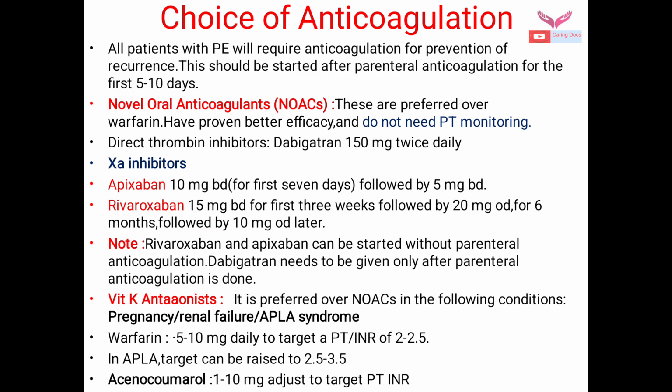A direct thrombin inhibitor like dabigatran 150 mg twice daily can be given. Factor 10A inhibitors like apixaban are given as 10 mg BD for 7 days followed by 5 mg BD.